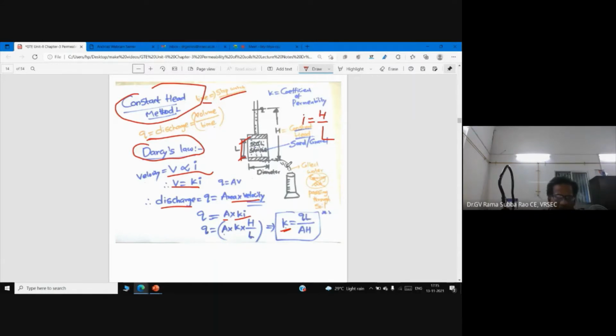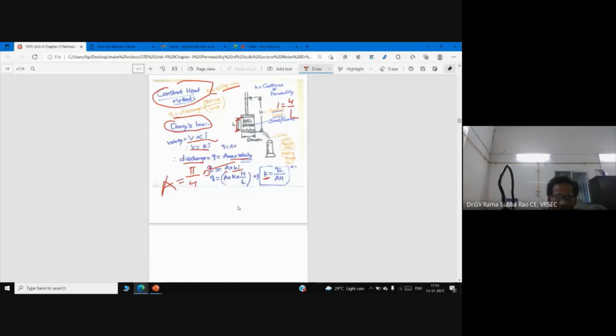Now L is the length of the soil sample. A is the cross-sectional area of the soil sample. If it is a cylindrical sample, don't hesitate: the cross-sectional area of the soil sample A is equal to pi by 4 d square.